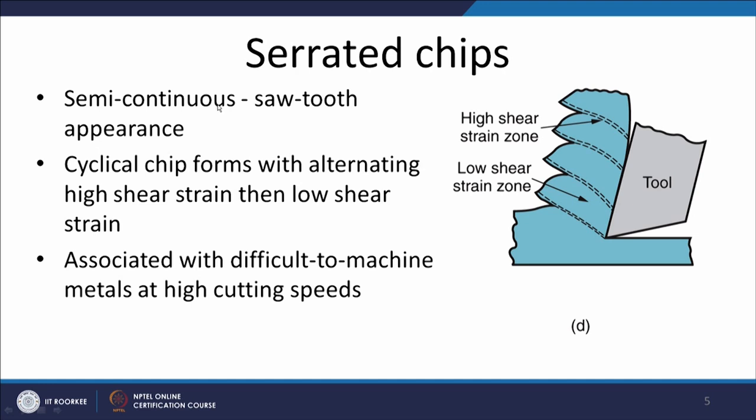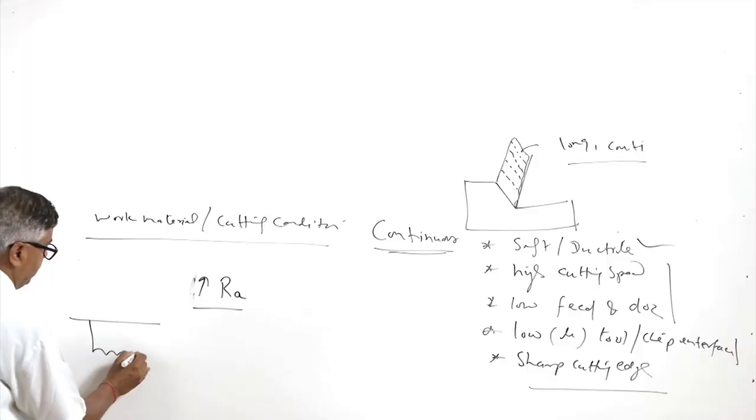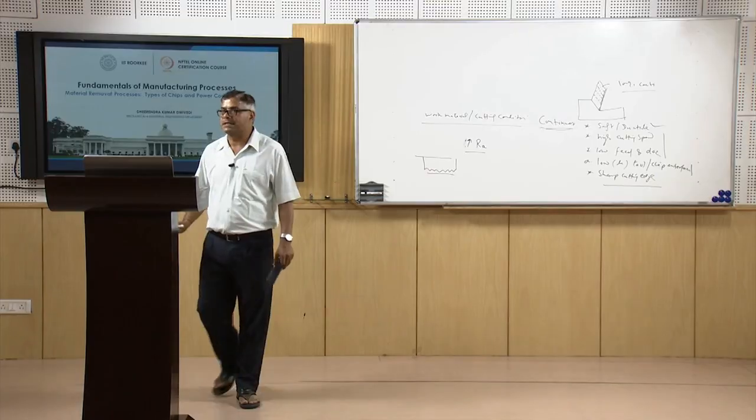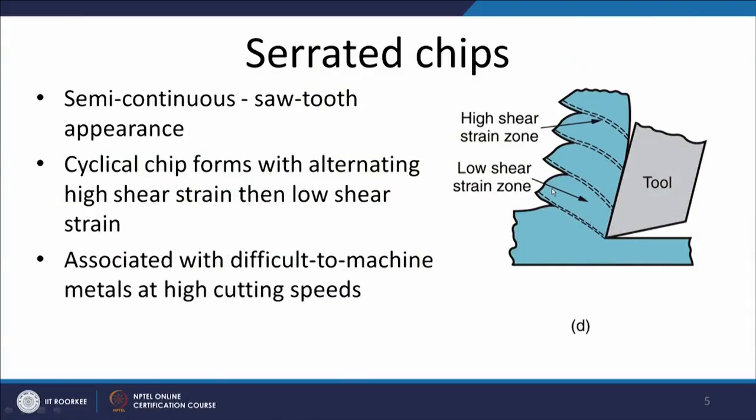The fourth type of chip is the serrated chip or segmented chip. This kind of chip offers a typically saw-toothed feature. Saw-toothed means if we see any hacksaw, it will have blades like this which will be performing the cutting. So, a similar kind of feature is also present here. This is the saw-tooth feature which is present, and when this kind of chip is formed, especially when difficult to machine materials like super alloys, nickel alloys, titanium, stainless steels are machined under high cutting speed conditions.